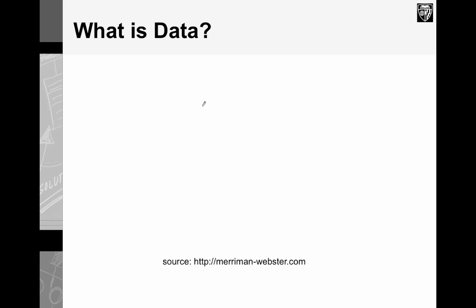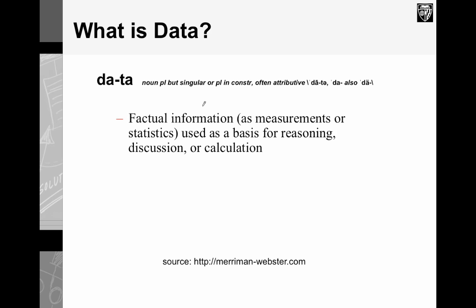Before we define what big data is, let's define what is data. So in order to do that, I went to the Merriam-Webster dictionary and looked at the definition for data. It said factual information as measurements or statistics. I think we all understand this. Basically, if you represent a customer, if you represent a transaction, if you represent an item in a database, that's factual information. That would be a pretty straightforward definition of data.